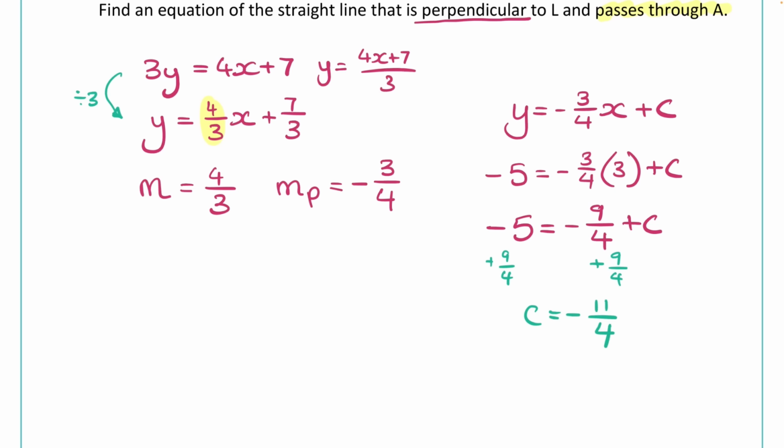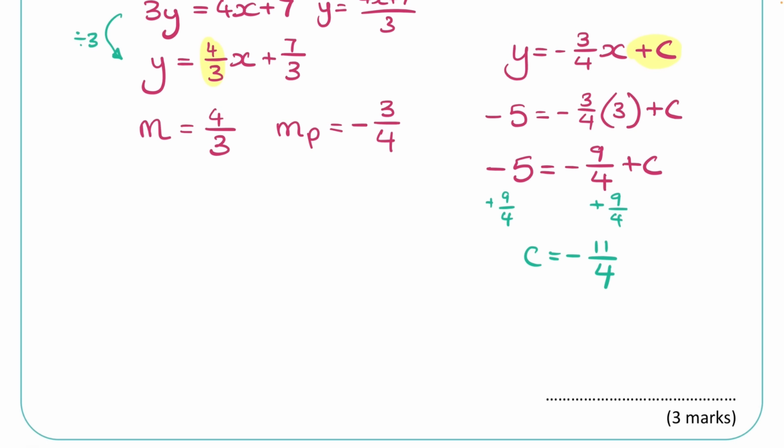And now I just want to put that back into place into my original equation where c is, and that's going to finish off my equation of the line. So we get y equals minus 3/4 x minus 11 over 4.